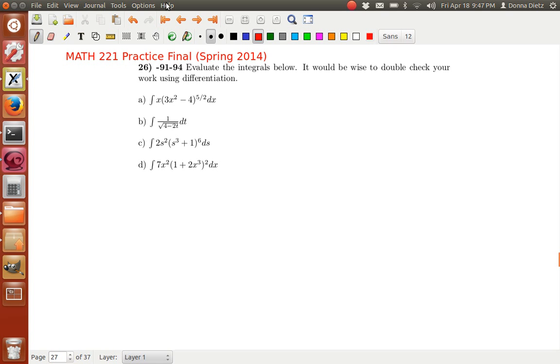So there's a lot crammed into this, and this is all u substitution. All right, so let's say u over here is going to be 3x squared minus 4. U over here is going to be 4 minus 2t. U over here is going to be s cubed plus 1. U over here is going to be 1 plus 2x cubed.